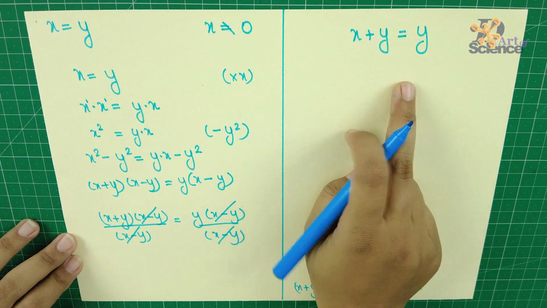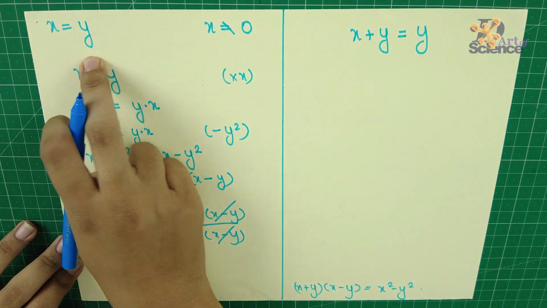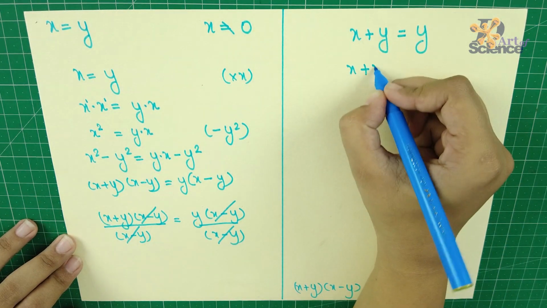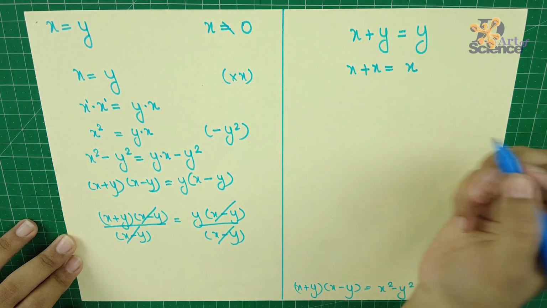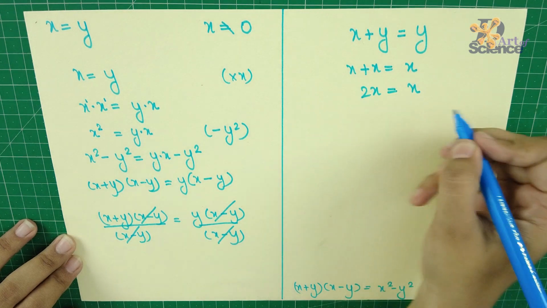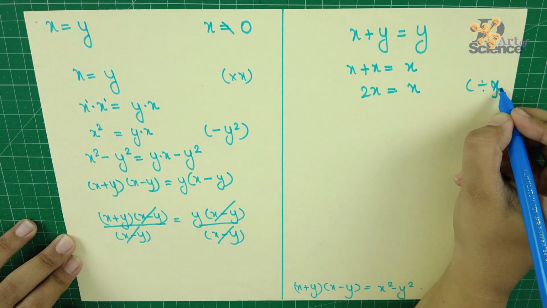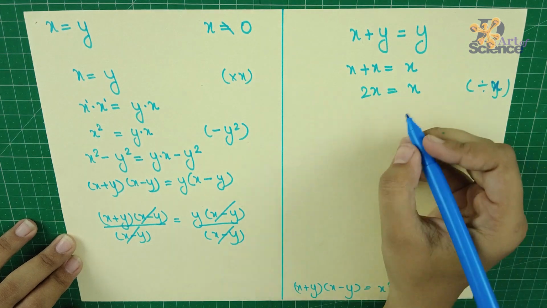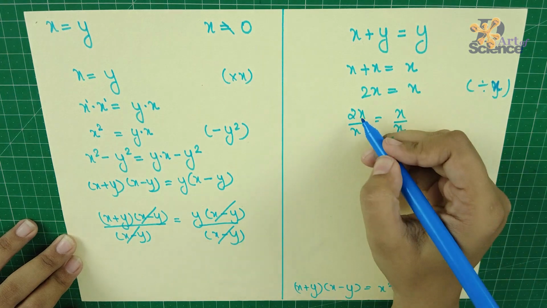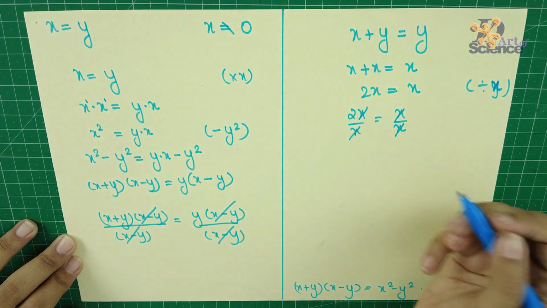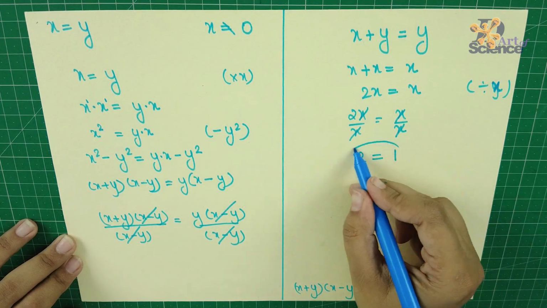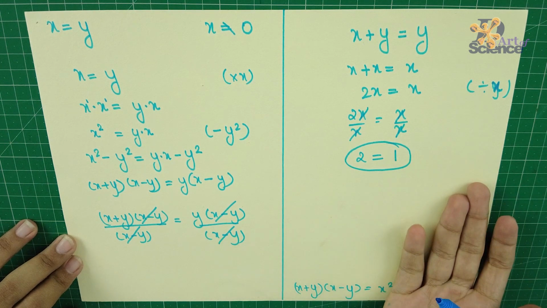Now, if you remember our first condition, which is x equals y, we can write y as x, right? So we get x plus x equals x. Now x plus x gives us 2x and this is equal to x. Now I'm going to divide both sides by x. Sorry for the error here, right? So we have 2x upon x equals x upon x. We can cancel this x, which equals 1, and we get 2 equals 1. There you go, it's proved.